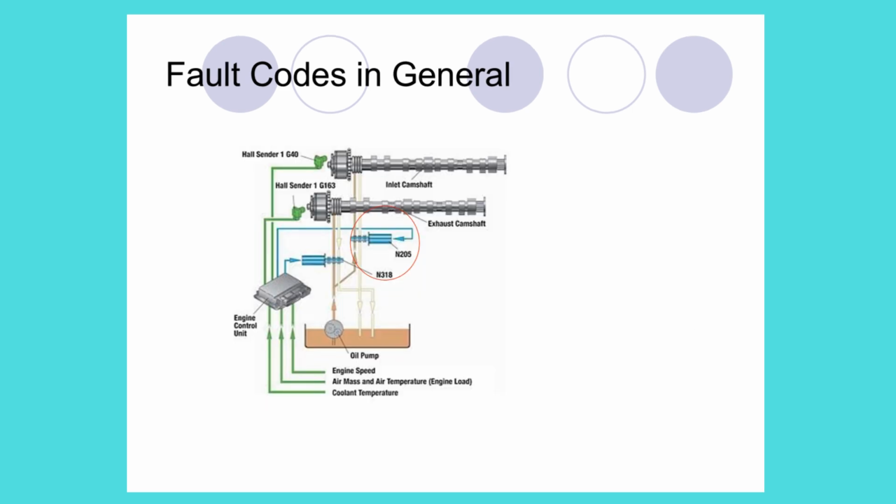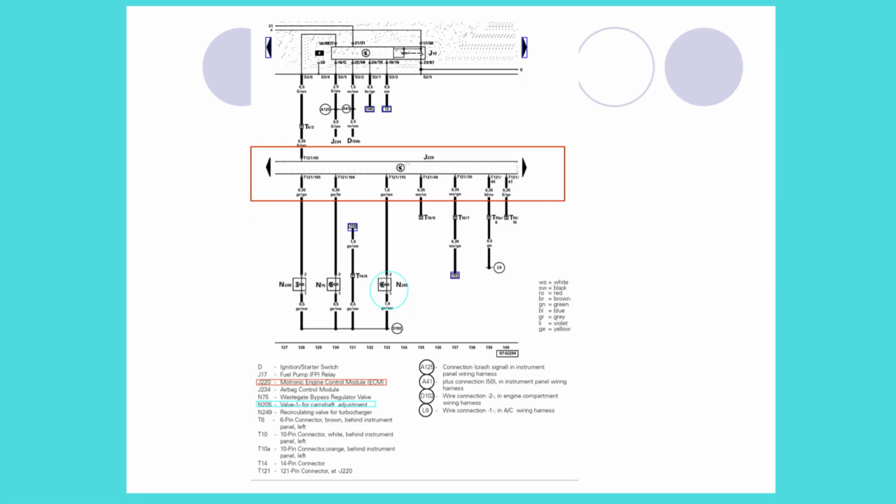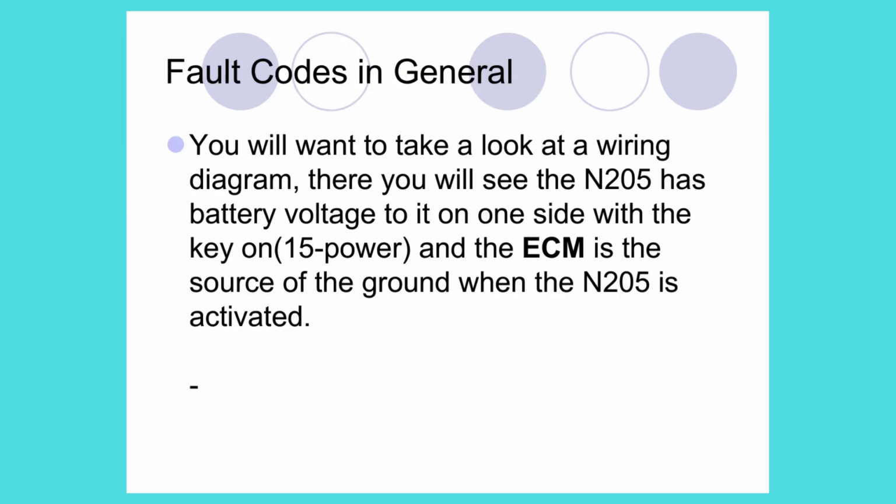The diagram shows the schematic location of the N205 sensor. The circuit diagram shows the location of the N205 and its wiring in the circuit. In the wiring diagram, you will see the N205 has battery voltage to it on one side with the key on, and the ECM is the source of the ground when the N205 is activated.